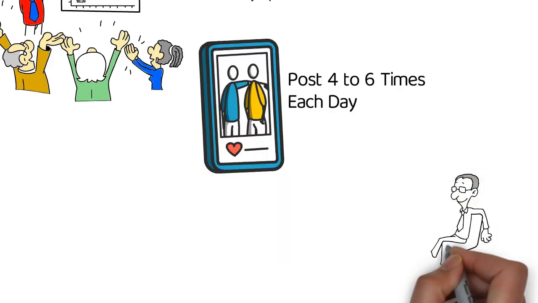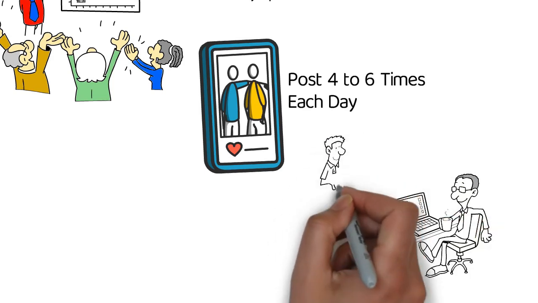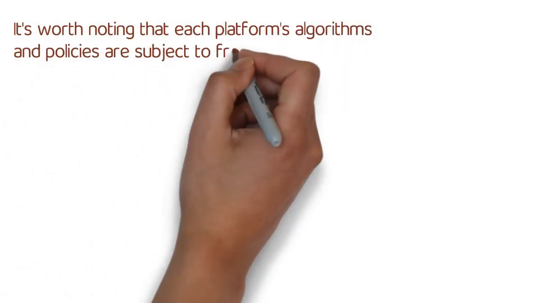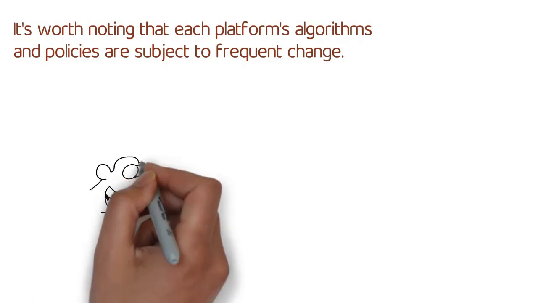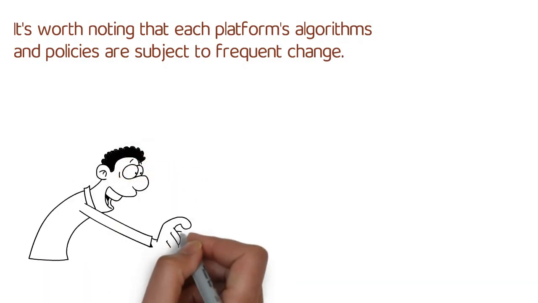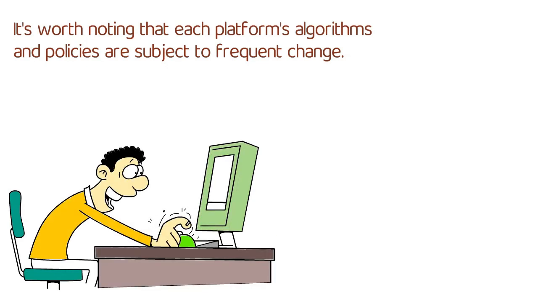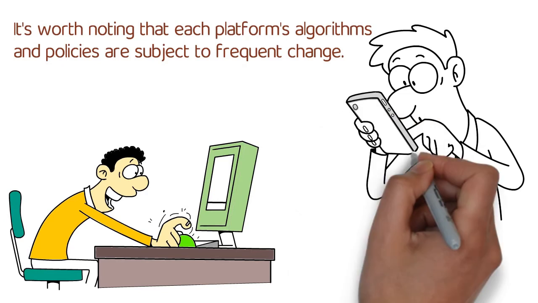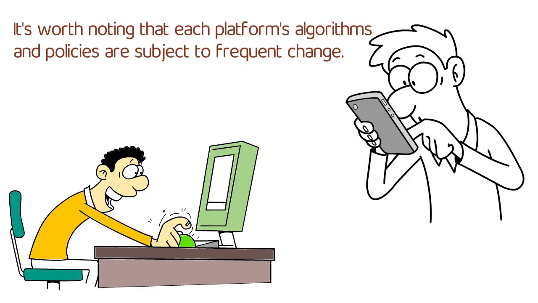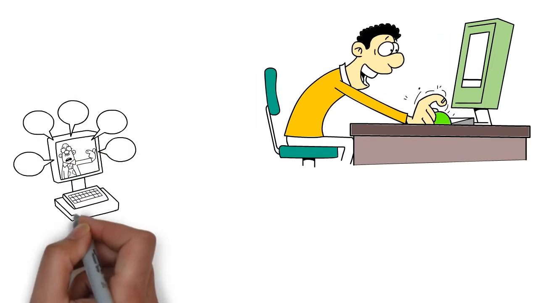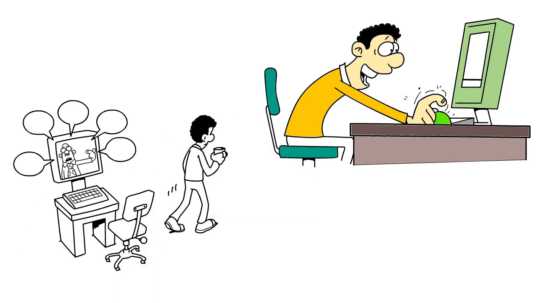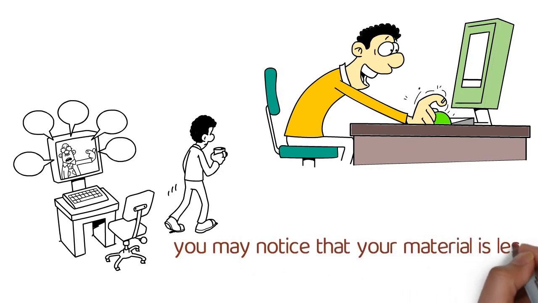The platform, as well as its rules and algorithms, is also taken into consideration by social media experts. It's worth noting that each platform's algorithms and policies are subject to frequent change. It will be easier for you to stay up to date on these topics if you educate yourself about them. These standards are beneficial, but it's also important to remember that common sense must be used while posting. You don't want to spam your followers by overposting. If your posts appear spammy, especially to the platform's algorithms, you may notice that your material is less frequently featured on the feed.